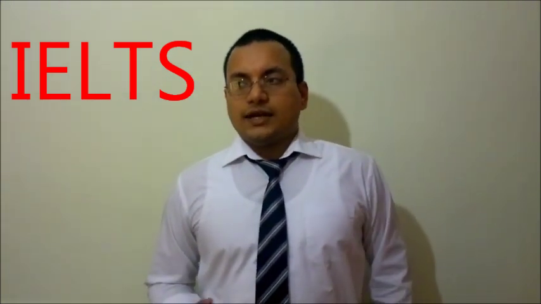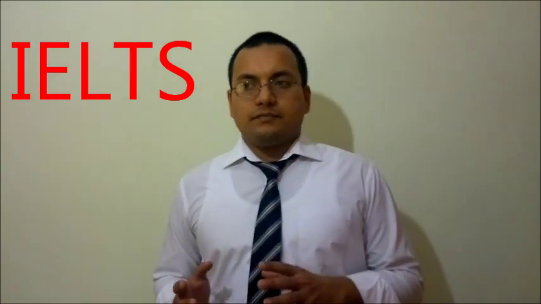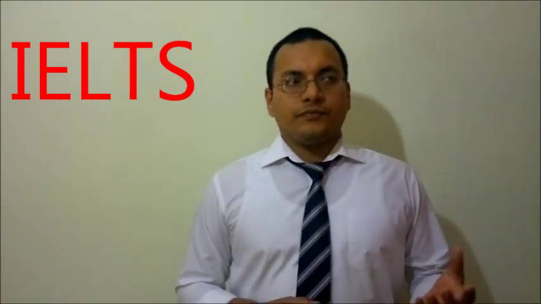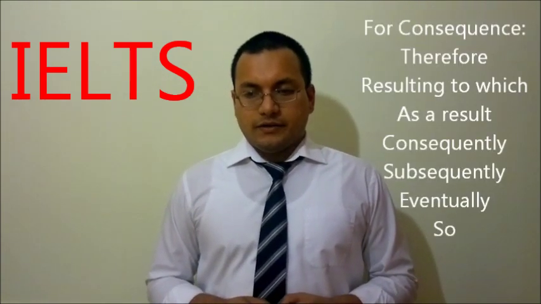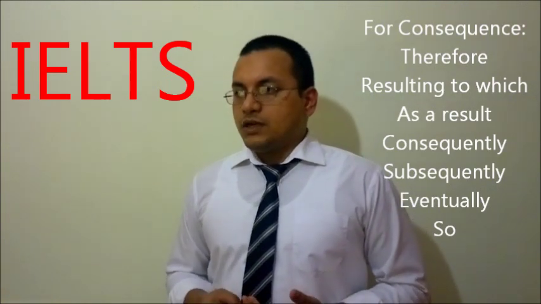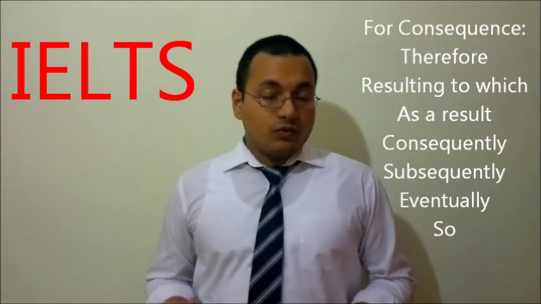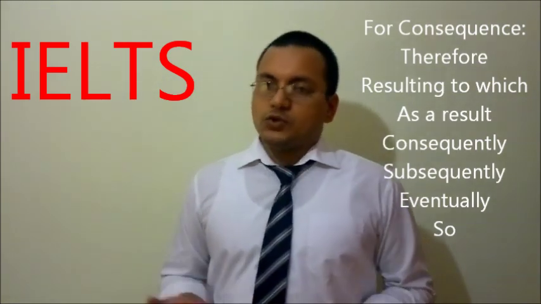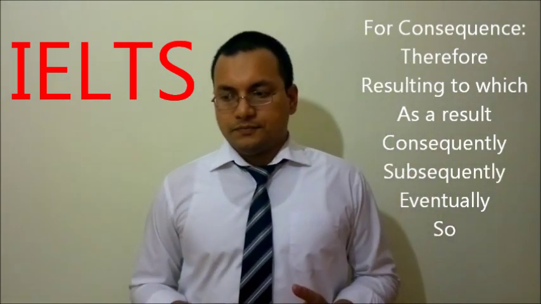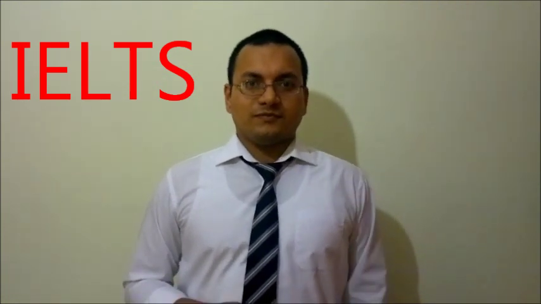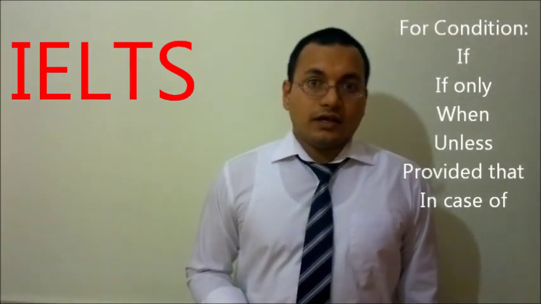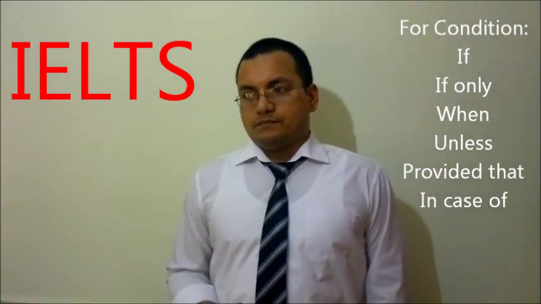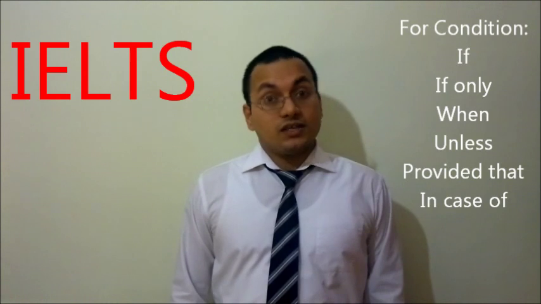When you're using a second sentence as a consequence of whatever you were saying previously, you can use connectives like as a result of, consequently, subsequently, eventually, therefore, and so. If you want to use a connective for a condition, you can use connectives like if only, unless, and in case of.